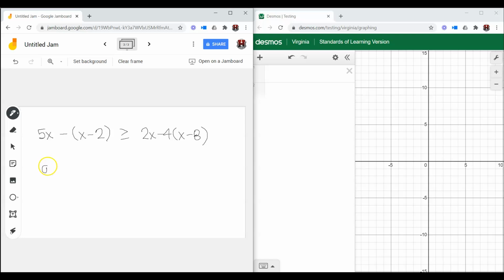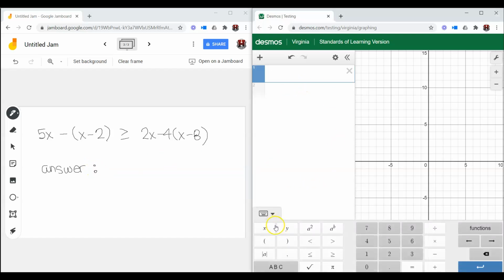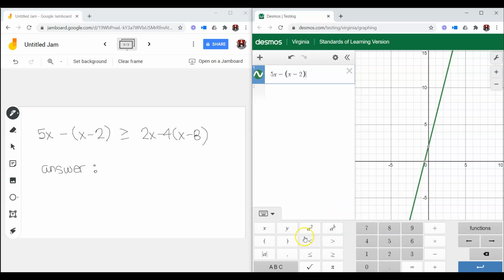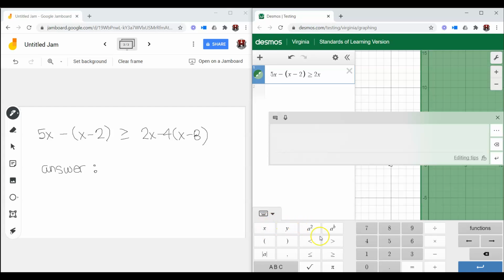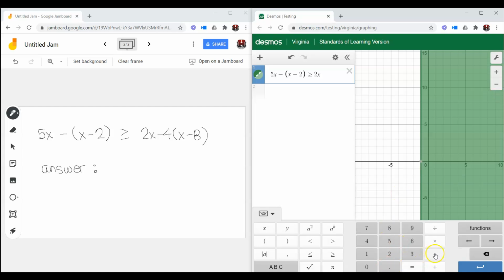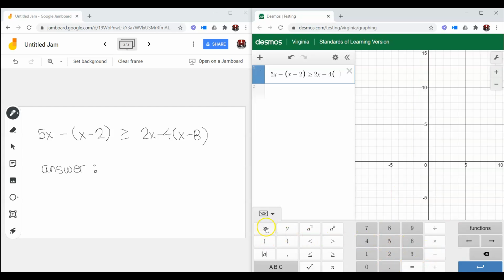All right. Let's get ready for an answer. I'm going to show my keypad and type this in exactly the way I see it. So 5x minus parentheses x minus 2. Don't know why that keeps popping up. Is greater than or equal to 2x. There it is again. Minus 4 parentheses x minus 8.